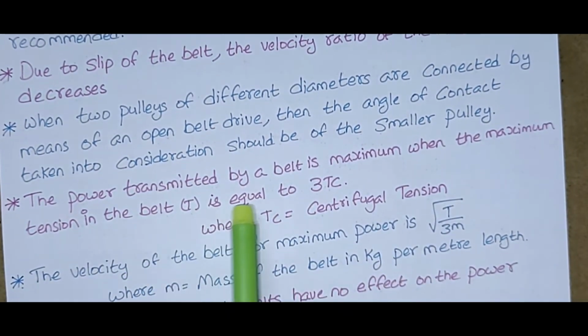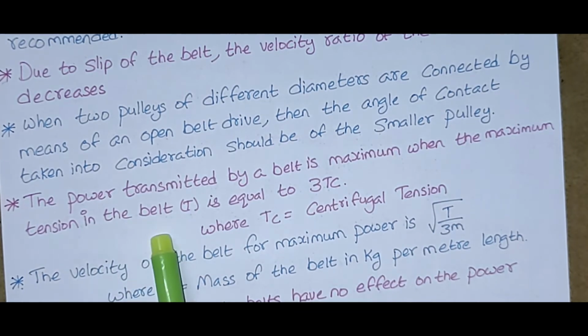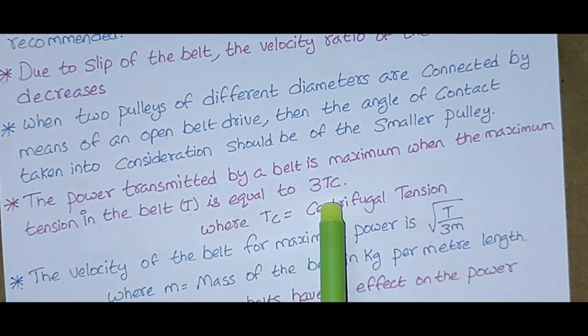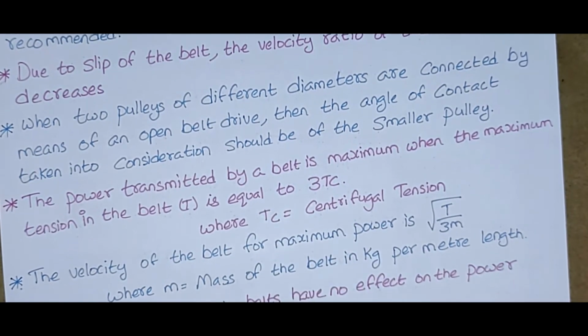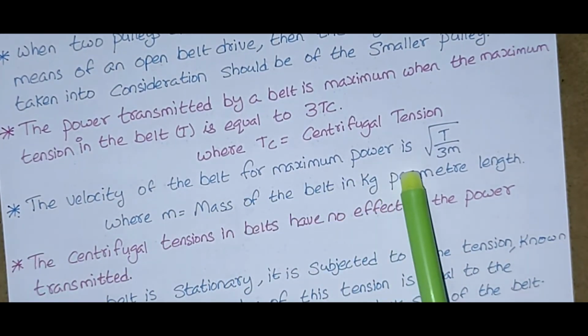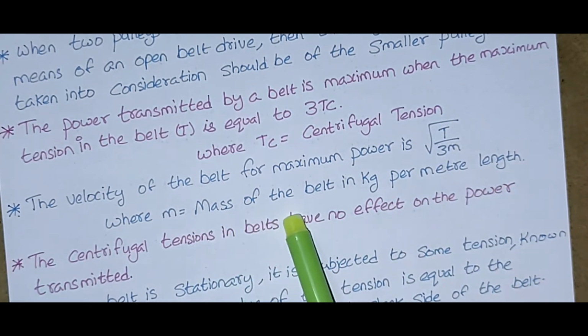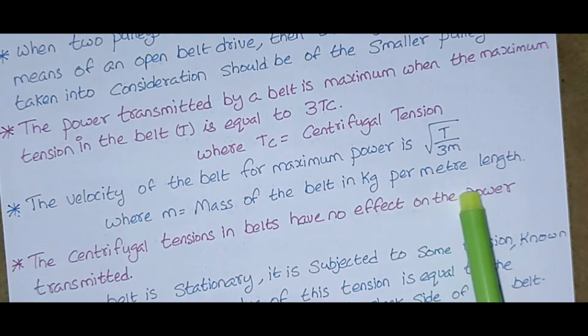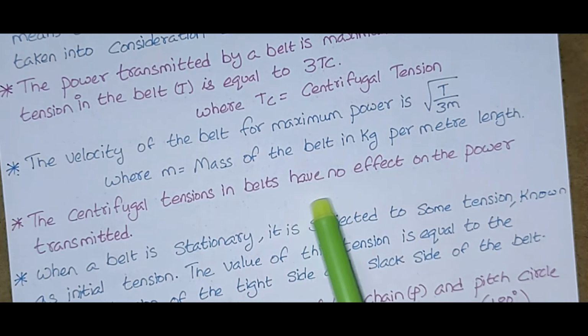The power transmitted by a belt is maximum when the maximum tension in the belt T is equal to 3 Tc, where Tc is centrifugal tension. Like that, we have to remember. The velocity of the belt for maximum power is root of T by 3m, where m is mass of the belt in kg per meter length. The centrifugal tensions in belts have no effect on the power transmitted.